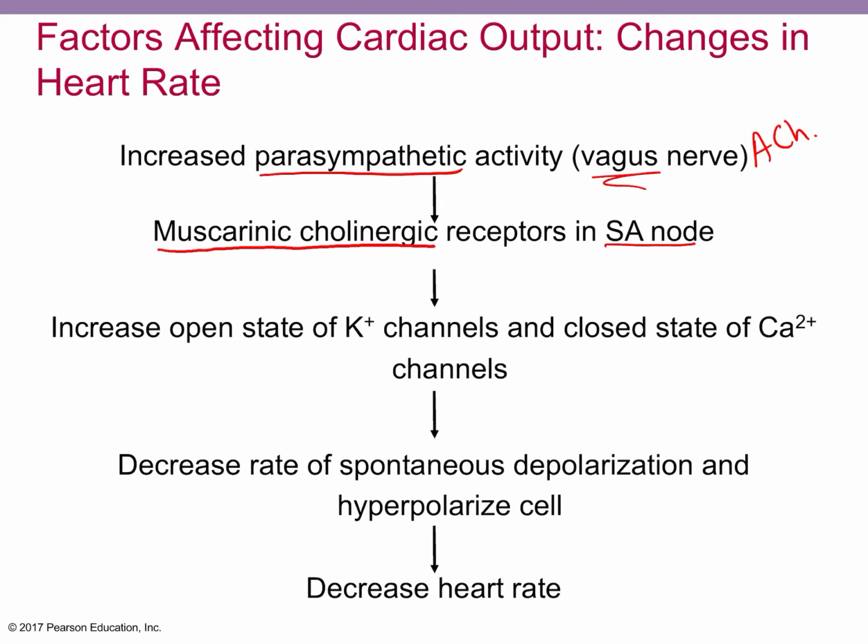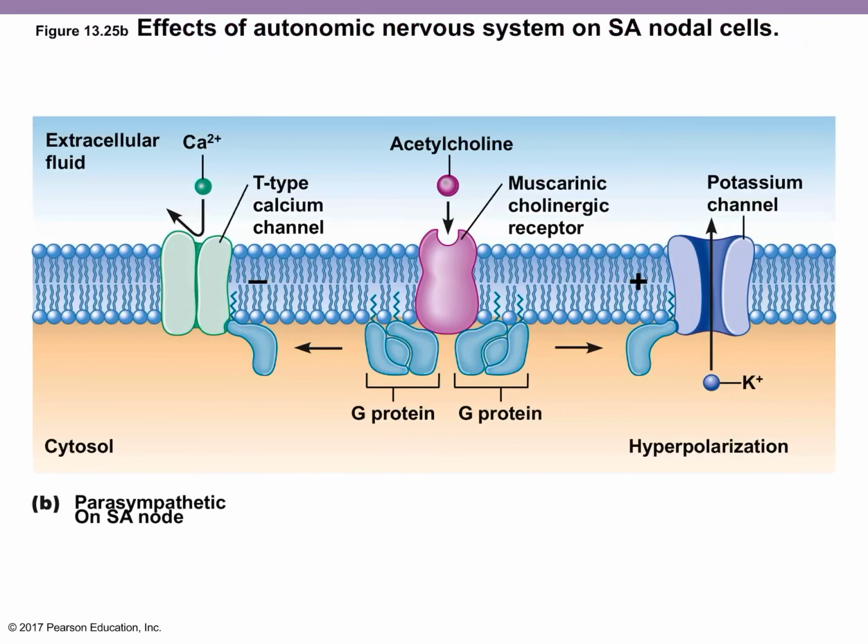And if you think about slowing down something, right, we want to mitigate or minimize the depolarization, right? So you want to do a hyperpolarization. You want to drive that membrane a little bit lower, more negative. So what you're going to do is you're going to increase potassium channels, right? Potassium channels tend to leave the cell. And you're also going to close those calcium channels. So let's take a look at the picture. So here's our acetylcholine, right? Here's our muscarinic cholinergic receptor.